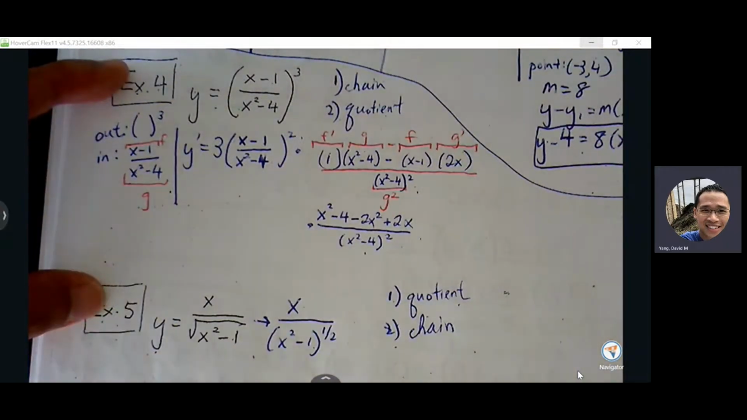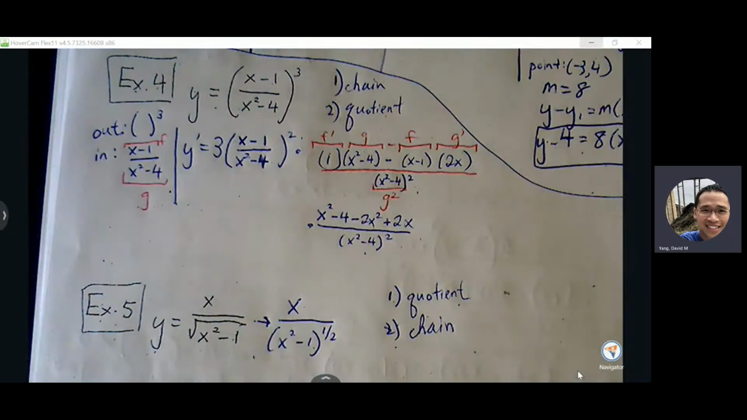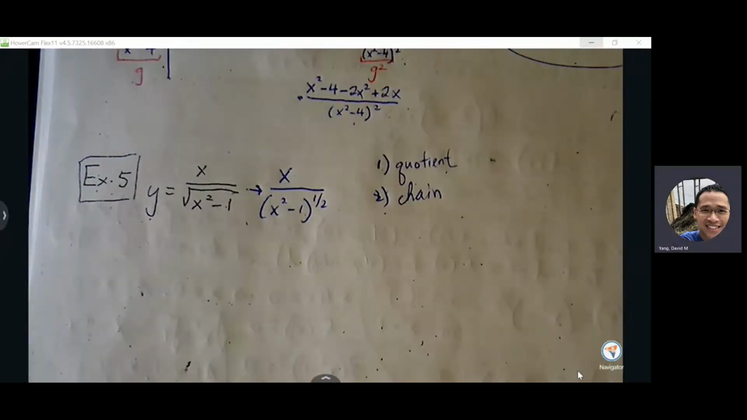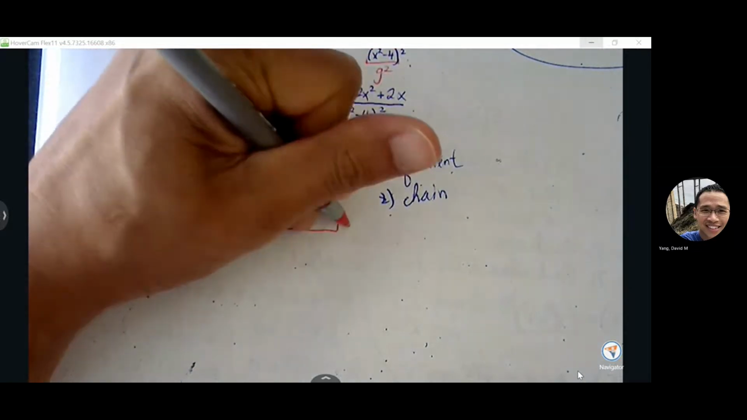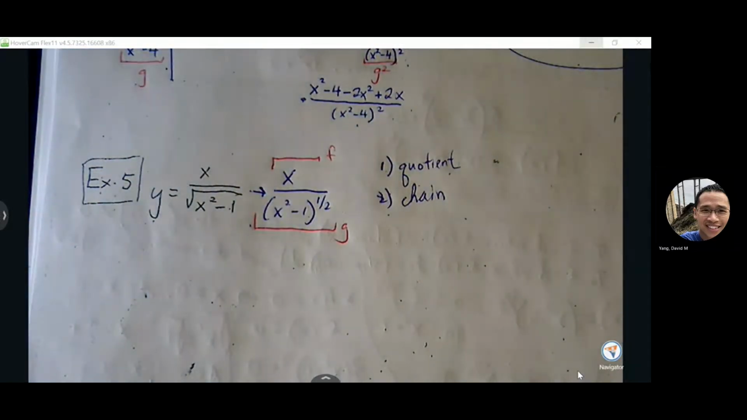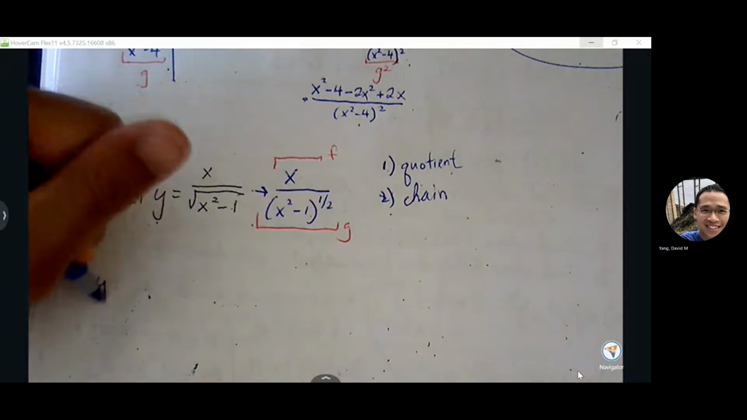So if you look at example four and five, the location of the parentheses is going to help guide which rule you're going to apply first. Okay, if the parentheses is over everything, then chain rule first. If the parentheses is only over a part of the problem, then it's the other rule first. In this case, the other rule is quotient rule. So we're going to jump into quotient rule first and see what that looks like.